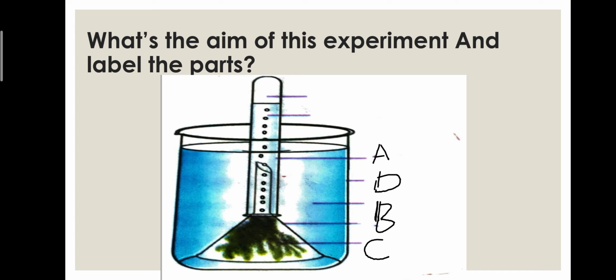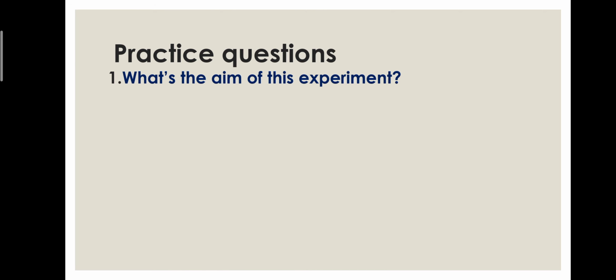Then this is the second type of question. What's the aim of this experiment, and label the parts. The aim is to prove that oxygen is liberated during photosynthesis in the presence of sunlight. Label the parts: A is a test tube, D is a beaker, B is a funnel, and C is Hydrilla plants.